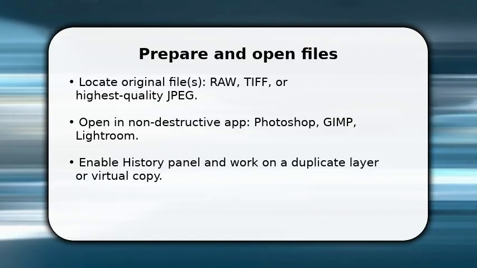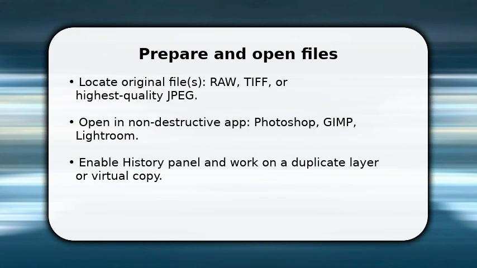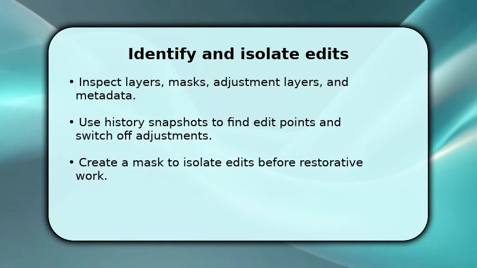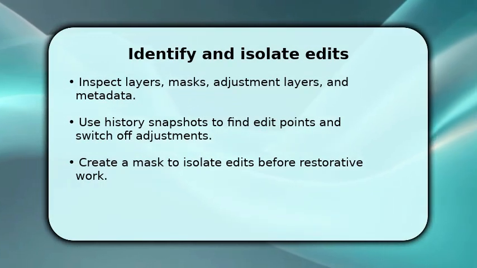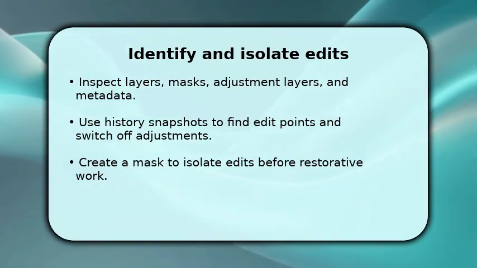You use these safeguards because edits can overwrite pixels. Preserving originals lets you revert any decision. Now proceed to inspect visible edits before attempting to remove them. You now identify what was changed by examining layers, masks, adjustment layers, and metadata that logs edits.